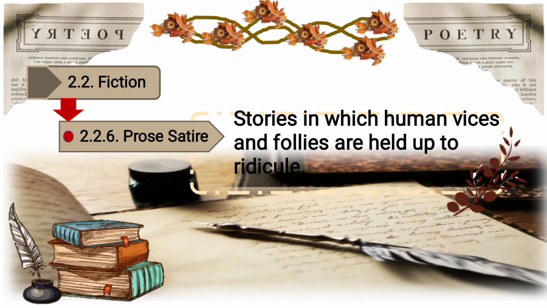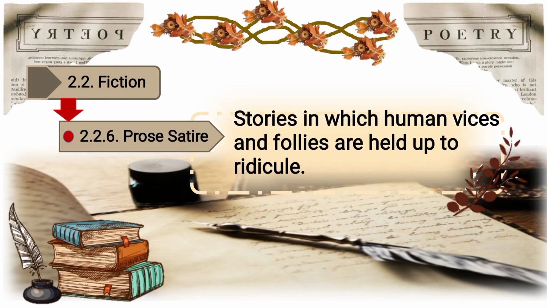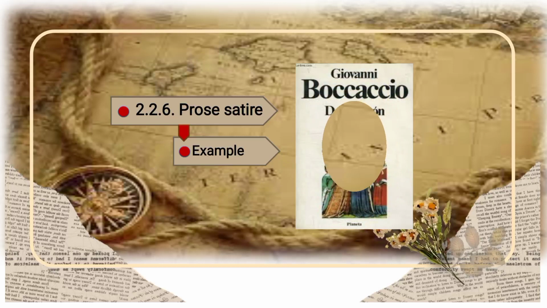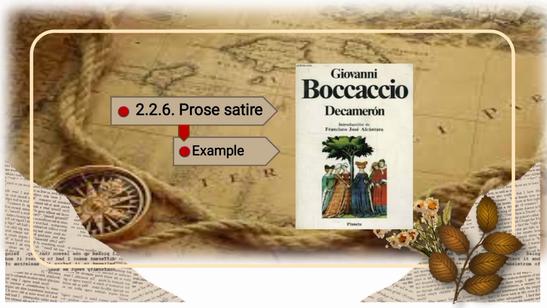Next is prose satire. These are stories in which human vices and follies are held up to ridicule. Among the standard characters are the jealous, stupid husband, the braggart, and the unfaithful wife. So example nito is the Decameron of Giovanni Boccaccio.